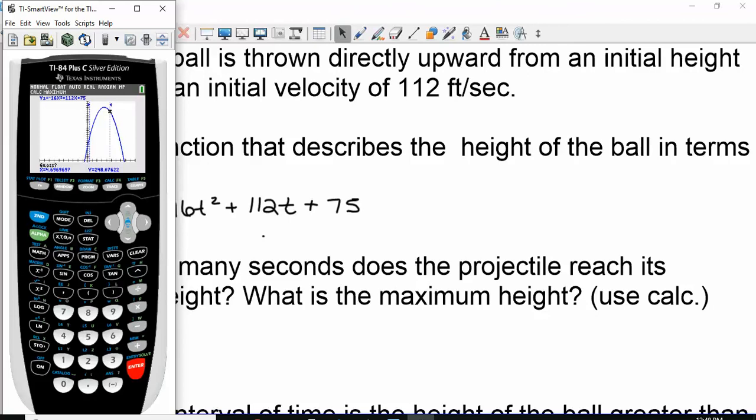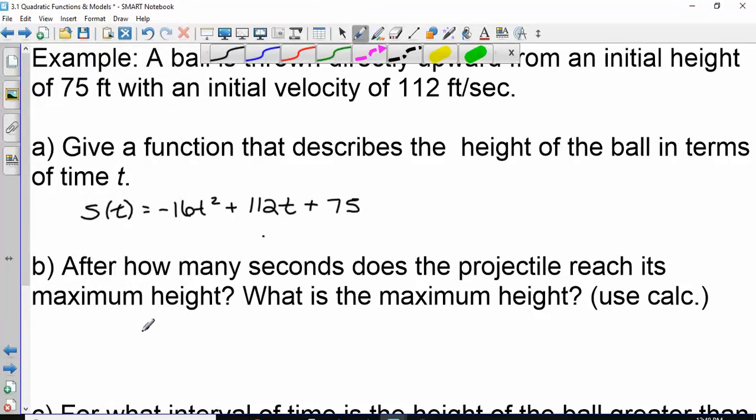And then I'm going to hit enter. So I'm telling my calculator, look somewhere between here and here and find my maximum. Then it asks me for a guess. As long as you've already done your left bound, right bound, you're close enough, you can just hit enter. And then it tells me my x is 3.5 and my y is 271.